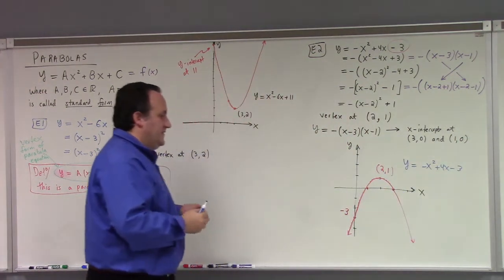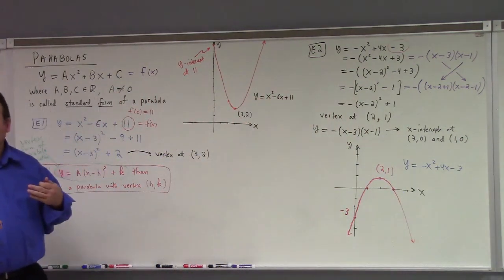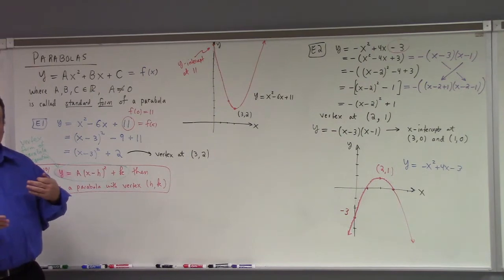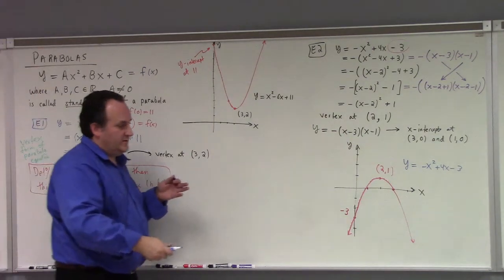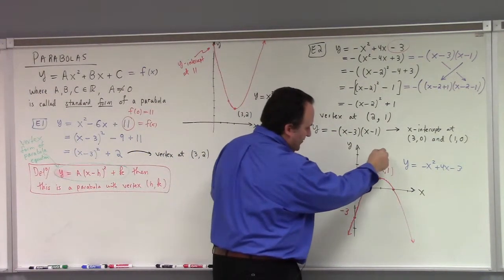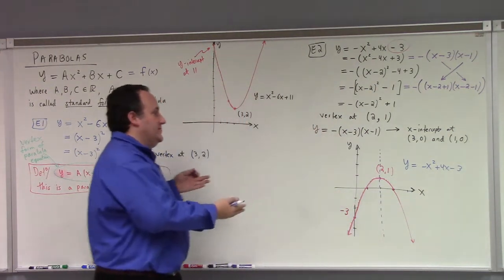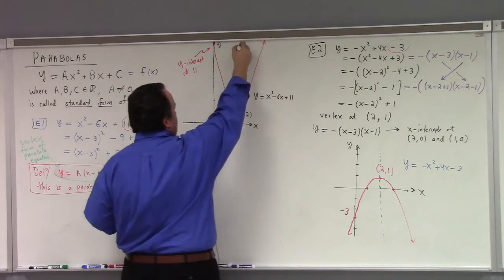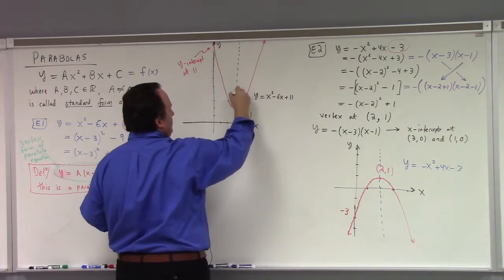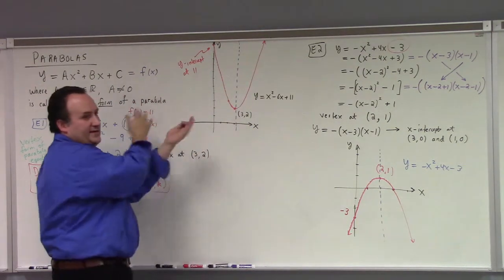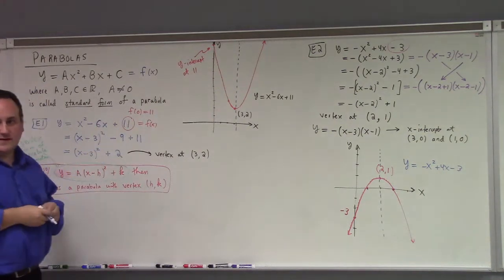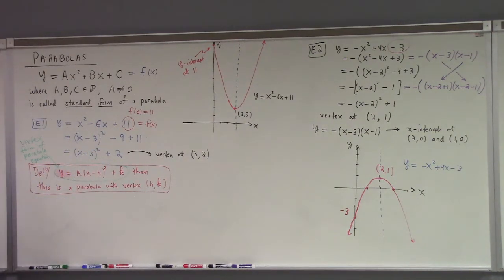I should mention here, where's the axis of symmetry? It goes straight through the middle of it. So if you wanted to picture the axis of symmetry, it looks like this. Every parabola has an axis of symmetry that cuts it right down the middle, and if you do it right, you can just reflect the parabola from one side to get the other.